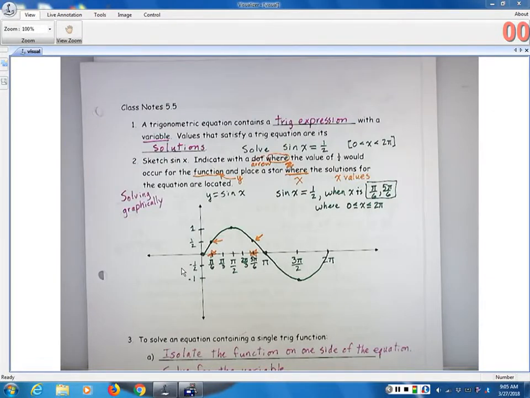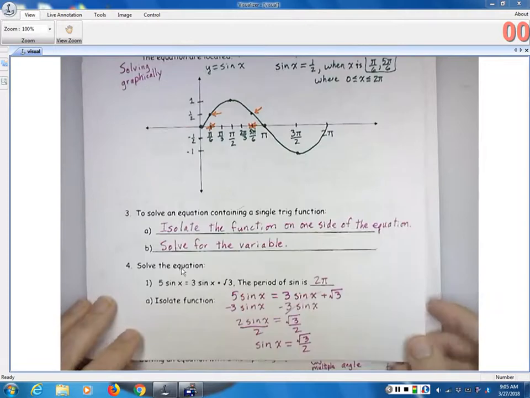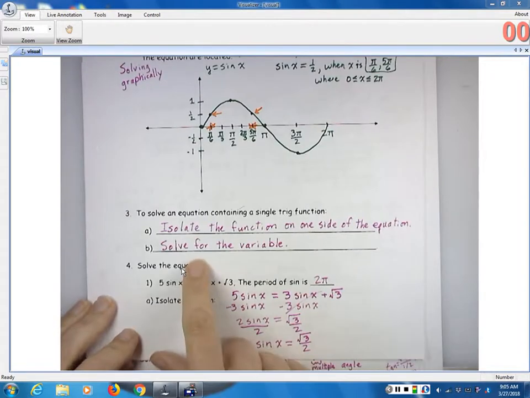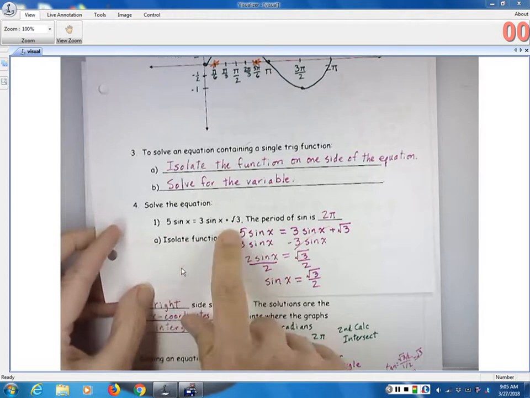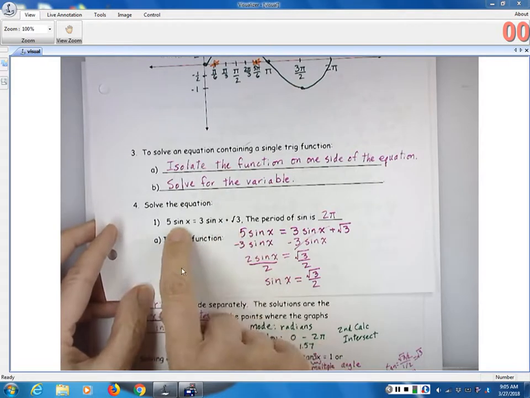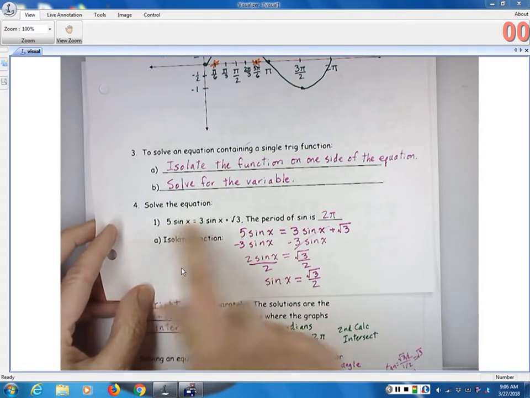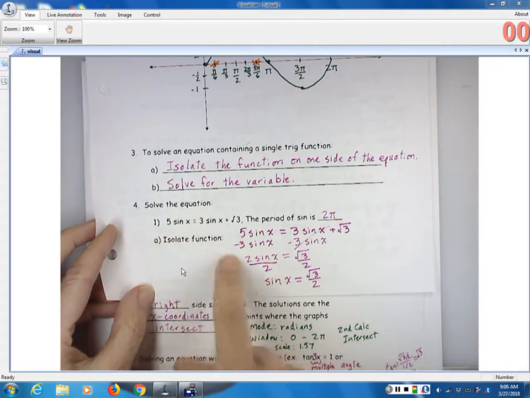Okay, so this is what we covered last time. Now we're doing trigonometric equations. The steps to solve those are: isolate the function on one side of the equation, then solve for the variable. So here's an example. It's just like algebra, but with sine x. Treat it like a variable, and get it by itself on one side.